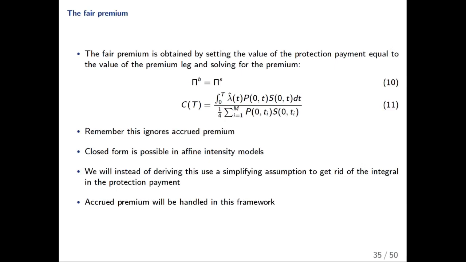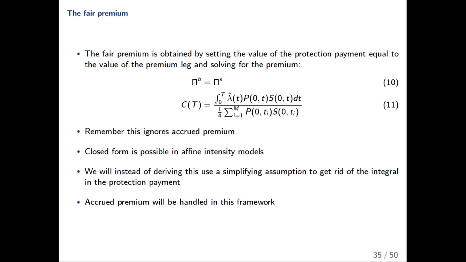In general, this is a complicated thing to solve for because of two things. Firstly, we need a model for lambda, and secondly, there's an integral up here, and integrals are not easy to solve. So the second issue with this formula is that it has a closed form solution in certain models, but is kind of messy. It also makes the assumption that default only happens on specific payment dates. So in practice, what's used is a simplifying assumption, which is going to accommodate two things.